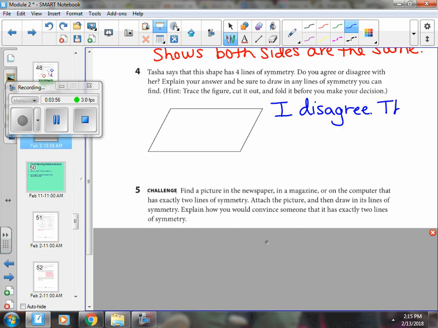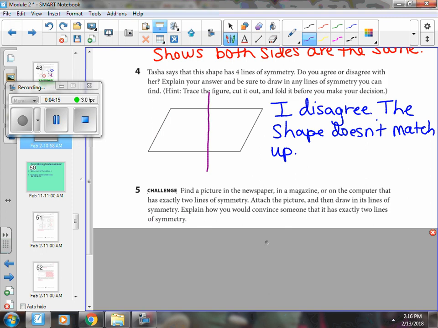The shape doesn't match up. And if you fold it, it's very easy to see that. Let me show you some things that we did in class. And this shows that they don't match up either. If someone thought the line of symmetry was there, you can disprove it by saying this point is, so there should be a point right there, and there is not. So that is not a line of symmetry.